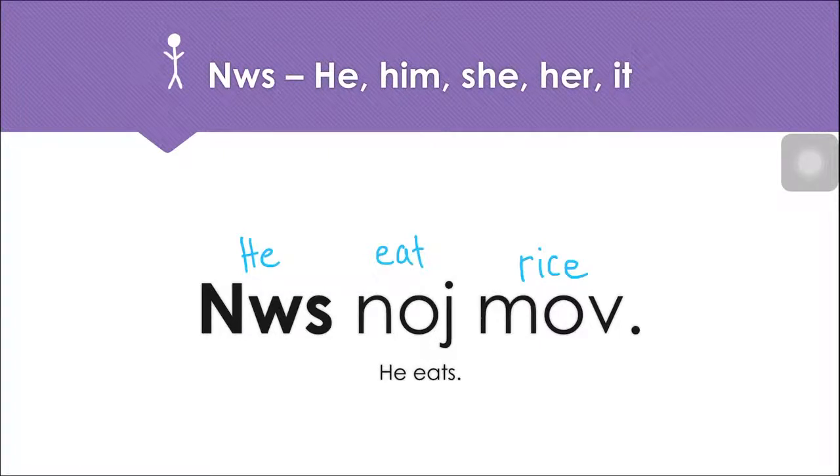Okay, now we have he, him, she, her, or it. Or we could say simply he, she, or it. They don't differentiate, so if you're talking about a person, a girl, a boy, a man, woman, or a thing, it uses the same word, nu, nu. So we have our sentence example here. Nu, na, ma. Nu, na, ma. He eats, she eats, it eats. So you could use it for animals too, just so you know.